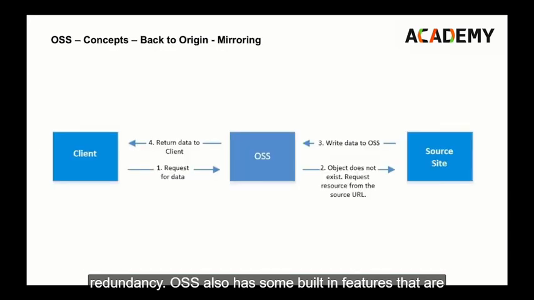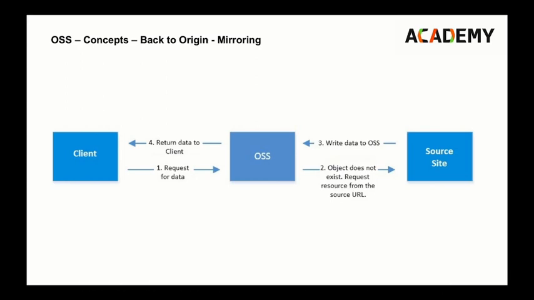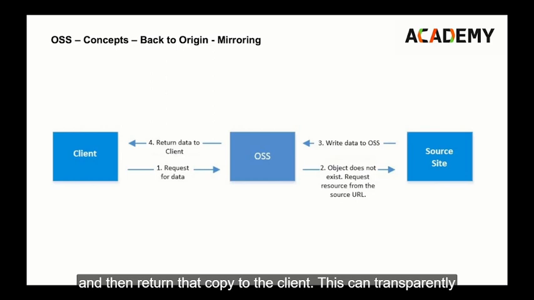OSS also has some built-in features that are designed for web hosting scenarios. One of those is what we call back-to-origin mirroring. In this case, when a client, it could be a web browser or a command line tool or a third-party application, requests access to an object in OSS, if OSS doesn't have a matching object, it will send a request back to some source website or source service, and if the object is found at that source, it will make a copy into OSS and then return that copy to the client. This can transparently achieve mirroring of data that's stored outside of OSS.